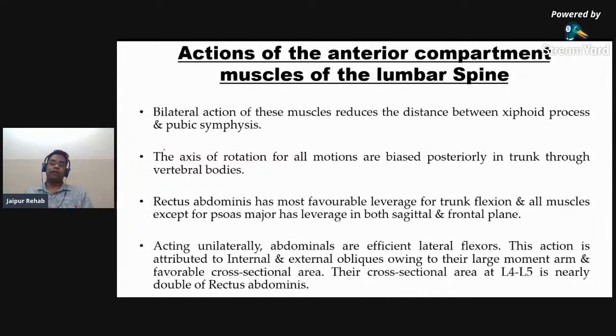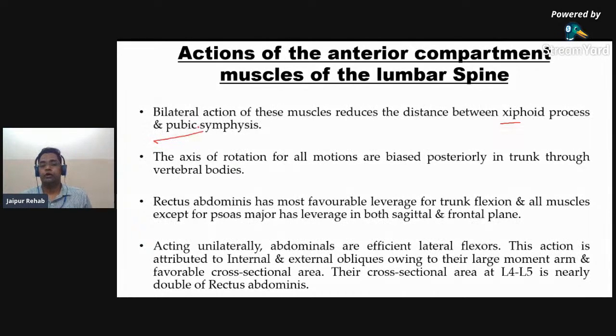Talking about the anterior compartment of the muscles, you have abdominal muscles like rectus abdominis. You have transverse abdominis. You have oblique muscles. So you have a lot of muscles coming here also. The iliopsoas muscle is also there, or iliacus, psoas major is also there, right? Which is also an anterior compartment muscle. So bilateral action of these muscles reduces the distance between the xiphoid process and pubic symphysis. That is the flexion of the lumbar spine, right?